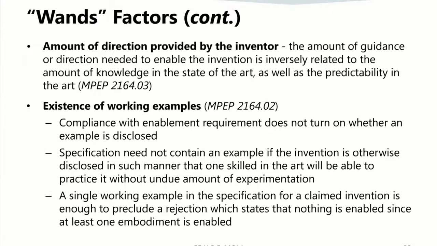The amount of guidance or direction needed to enable the invention is inversely related to the amount of knowledge in the state of the art, as well as the predictability in the art. A single working example in the specification for a claimed invention may be enough to preclude a rejection, which states that nothing is enabled since at least one embodiment is enabled.